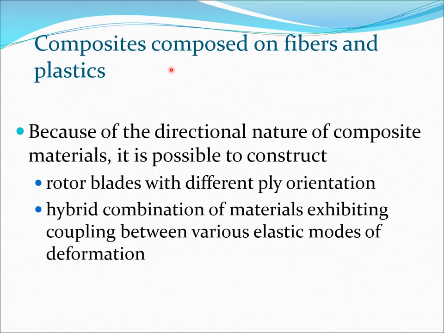Now, composites are typically composed of fibers and plastics, and we'll discuss that in more detail. Composites have a directional nature. What is meant by this is that composites are put together by stacking a large number of plies. For each ply, there is a certain direction of the fibers, and these fibers are strong in the direction in which they run. So one thing we can do with composite materials is construct rotor blades with different ply layups and different ply directions. We can also use a hybrid combination of materials, which can lead to couplings between the different elastic modes of deformation.